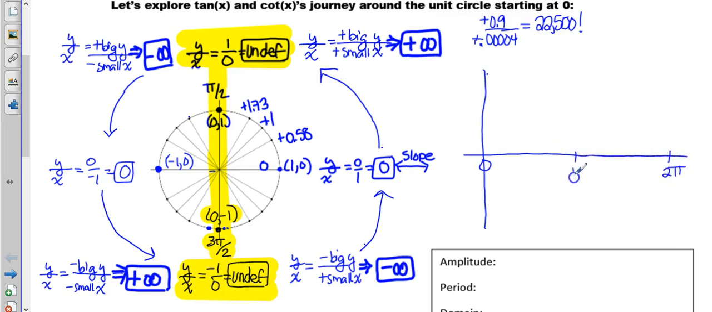Cut it in half. That's pi. Cut it in half again. Pi over 2. 3 pi over 2.